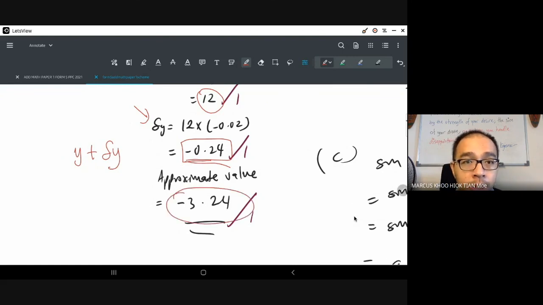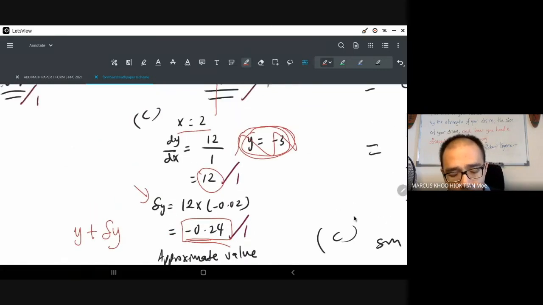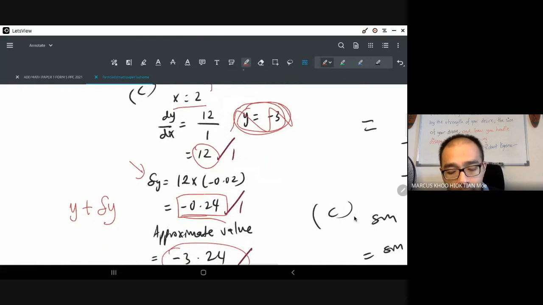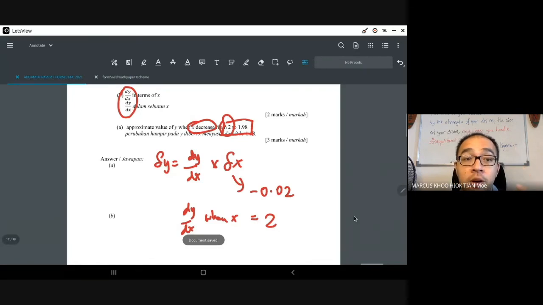Most of the time when we do soalan latihan bahkan, we always stop here. Kita cari dy bahkan and then we are done. Okay, we always stop here. But this question is asking for the approximate value of y. Okay, perubahan hampir pada y.